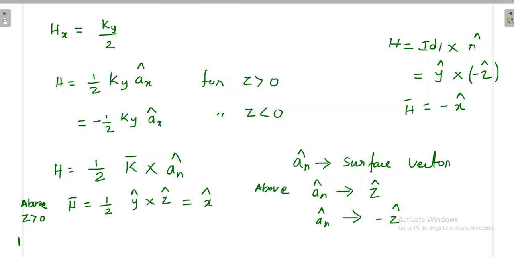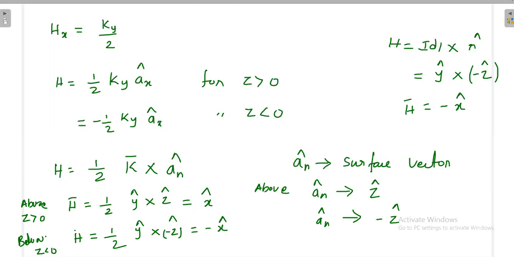Okay, if you are below the plane, then z is less than 0. If you are below the plane, when z is less than 0, then your surface vector is minus z cap. So that's why y cap cross minus z cap, that is minus x cap.